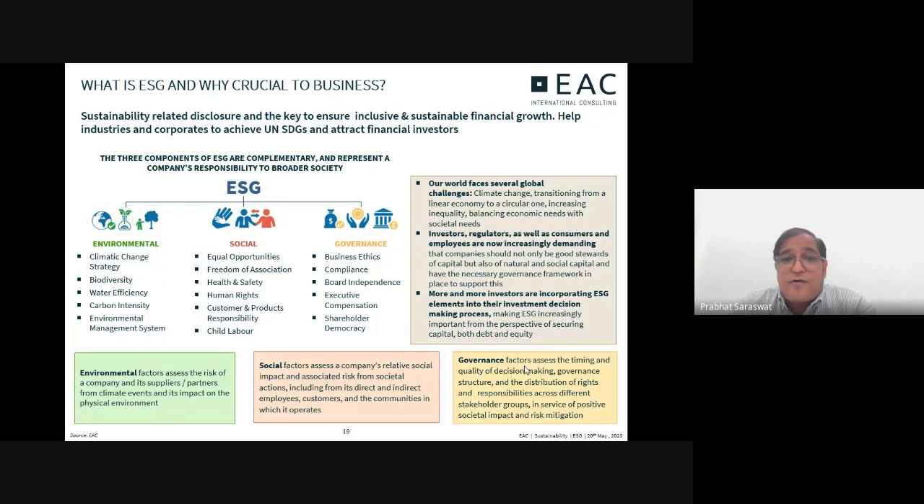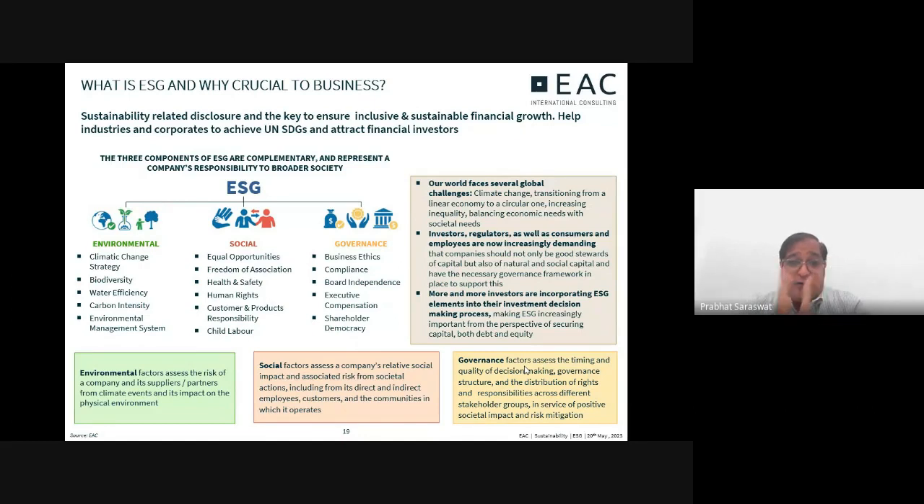Now we will discuss what ESG is for each pillar of ESG. Basically, sustainability. What is ESG? ESG is basically sustainability related disclosures and the key to ensure inclusive and sustainable financial growth. It helps industries and corporates to achieve the UN SDGs and attract financial investors. Basically, we know that ESG funding is also there, so every investor or financial institution is looking at ESG performance related to sustainability.